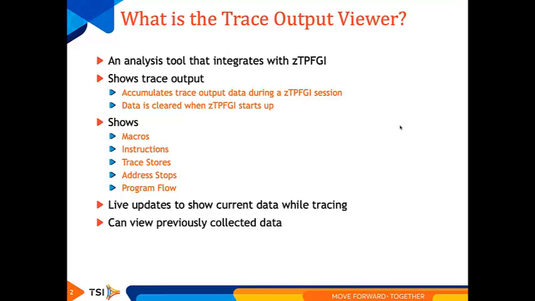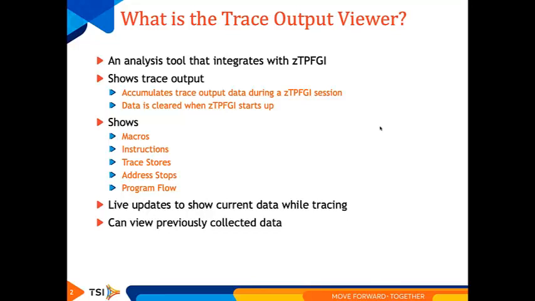So as it says, it shows the trace output and accumulates data during the zTPFGI session. There is normally just one trace output file that logs the data, and this is cleared when zTPFGI starts, and it fills up as zTPFGI runs. You can manually clear it also if you want to start over while gathering data during your GI session. You can save the data that you've accumulated to a separate file so that you can save it for later.